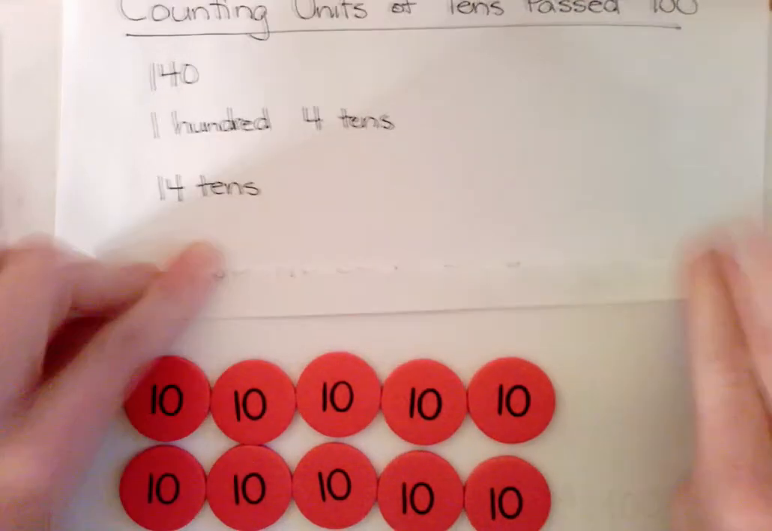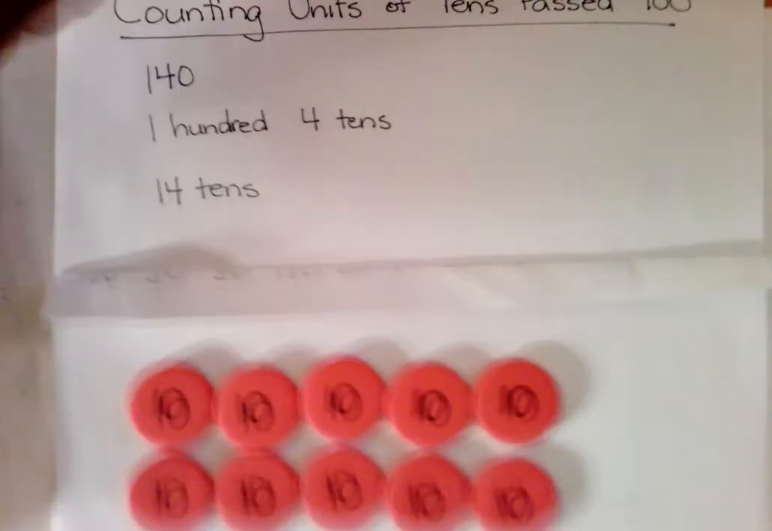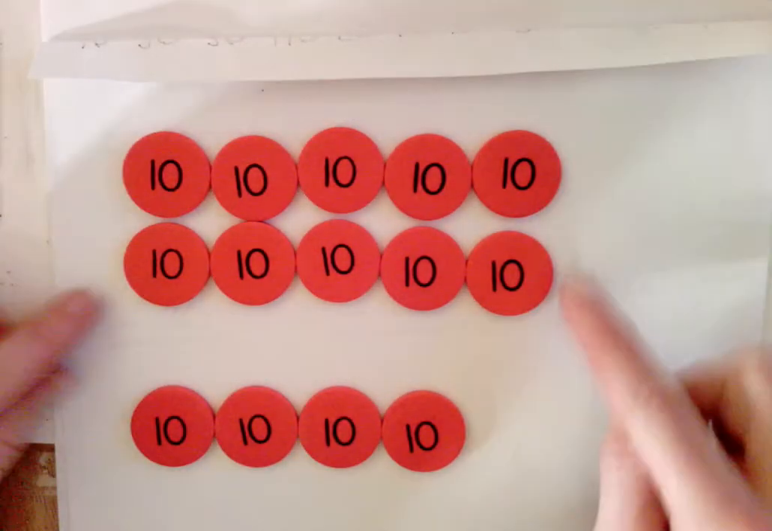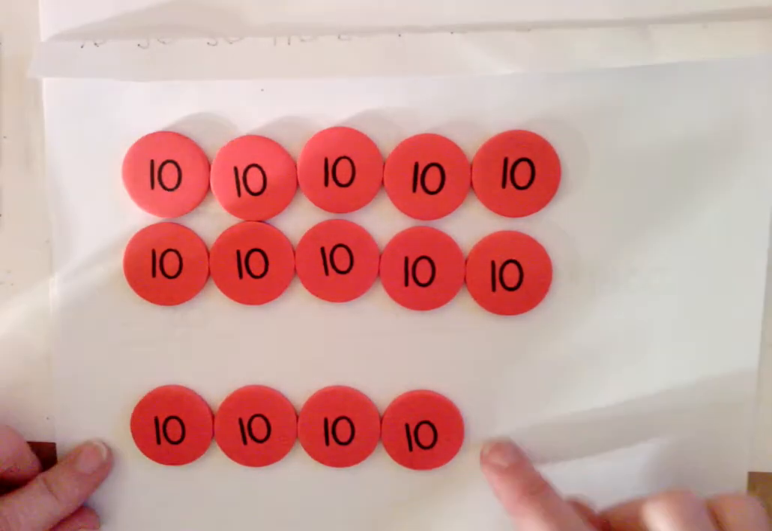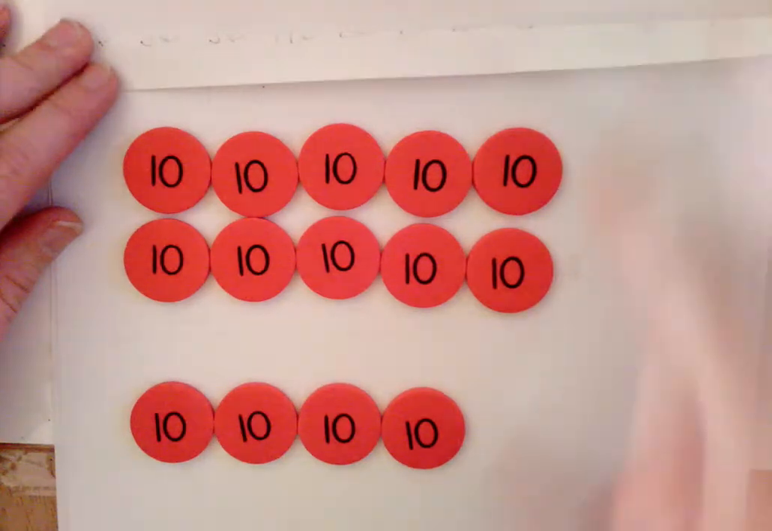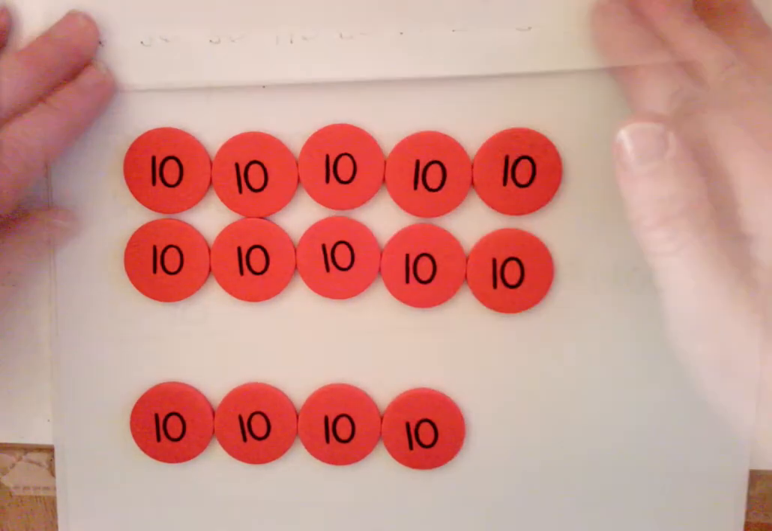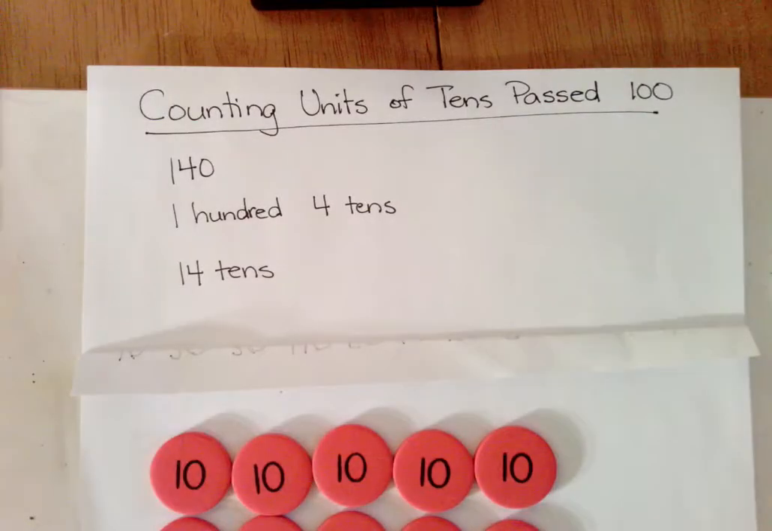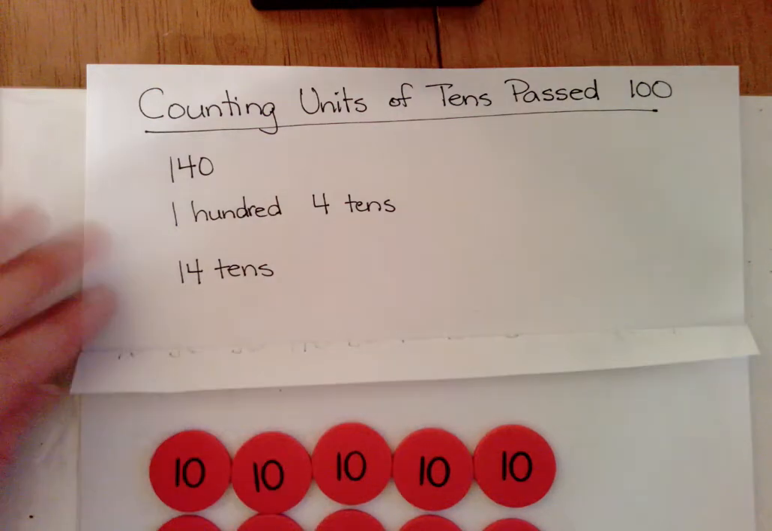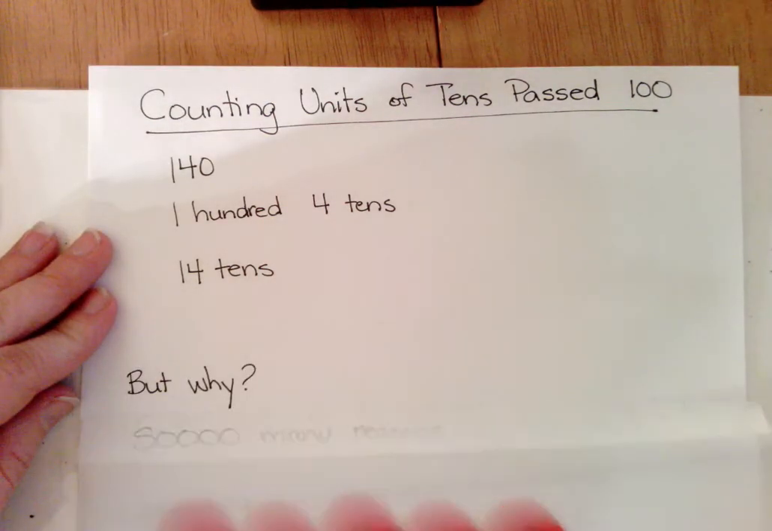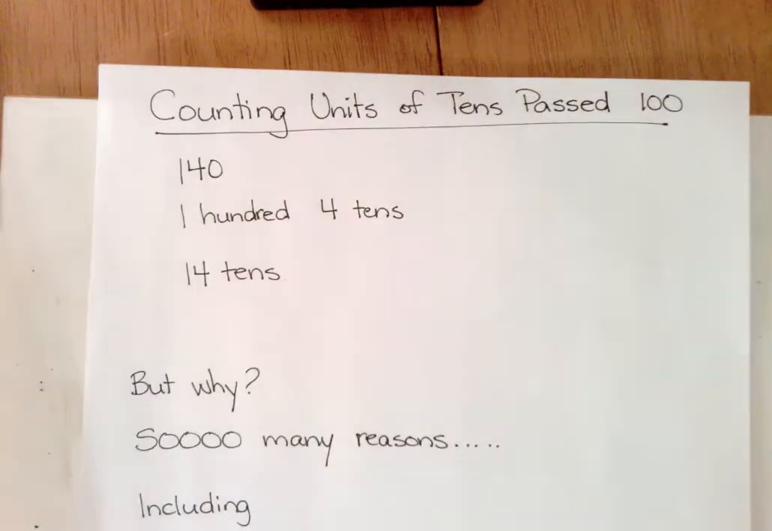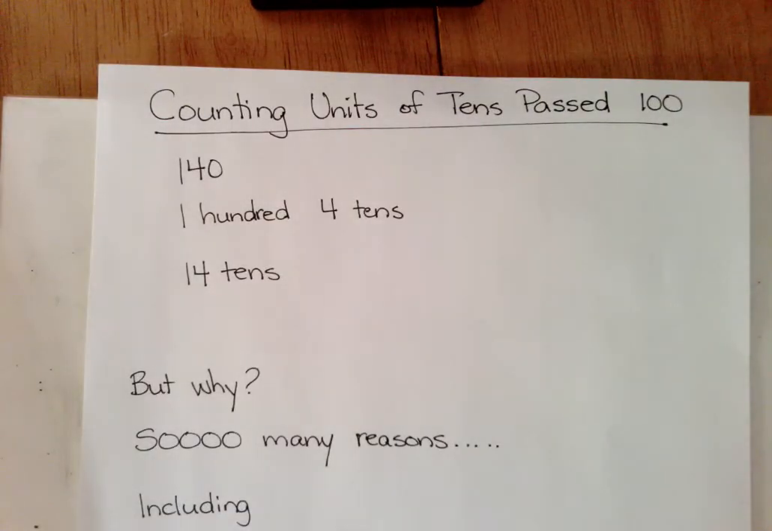On my place value disk here, I use 10 tens to make 100 and 4 more tens. There are 14 tens. That's an important piece of really focusing on place value and understanding place value in flexible ways. But why, you might ask? There are so many reasons. And I'll just show you 3 of them.